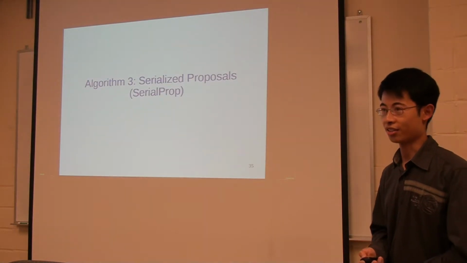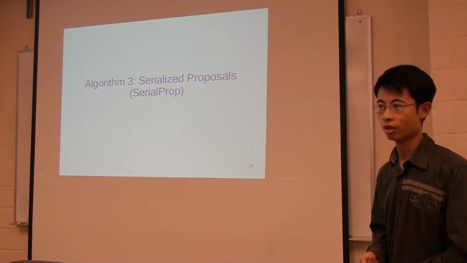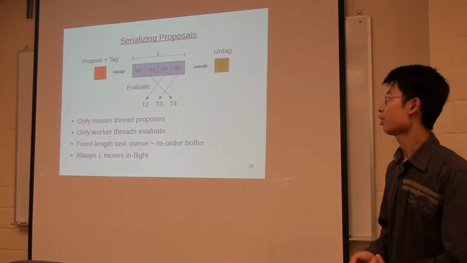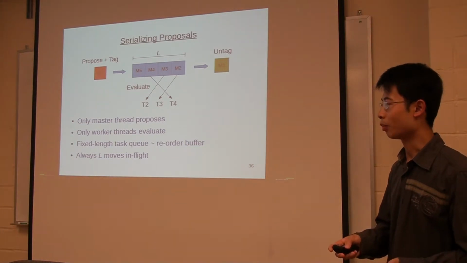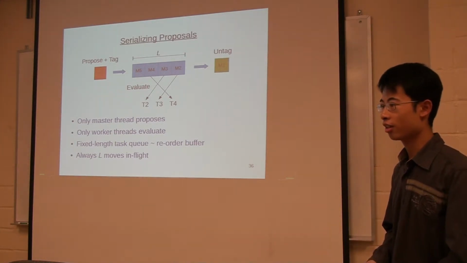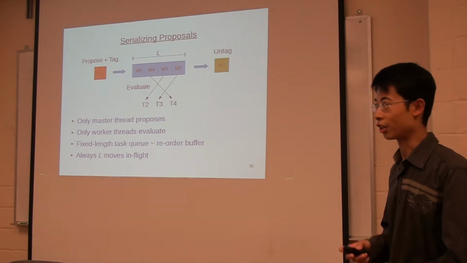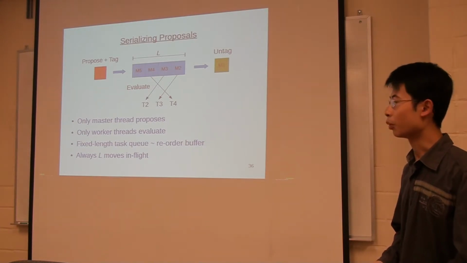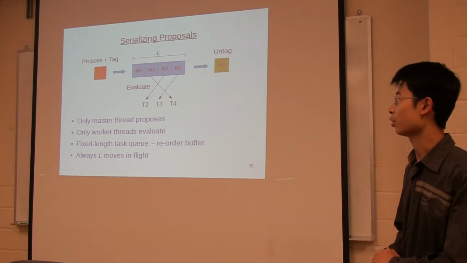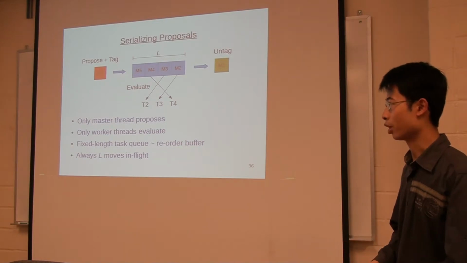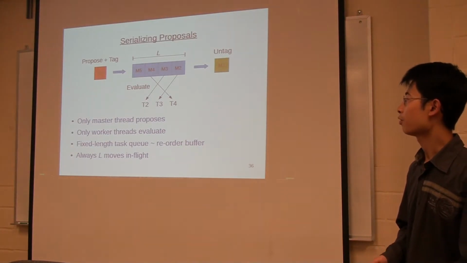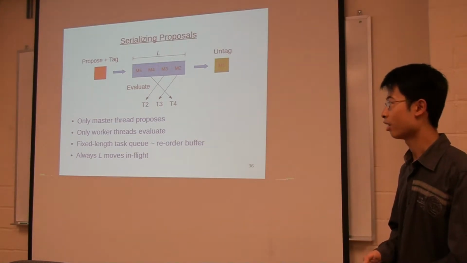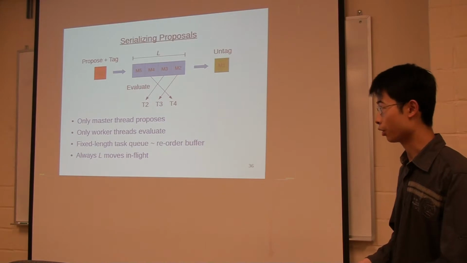Which brings us to the last algorithm, serialized proposals, or serial prop for short. And the idea here is to get one thread, the master thread, to do all the proposals. That way, there's no possibility of having conflicts with another thread and introducing any non-determinism. And what we get all the other threads to do is only to evaluate the move that the master thread proposes. We use a fixed length task queue as essentially a reorder buffer to make sure that all the moves complete in a fixed order.